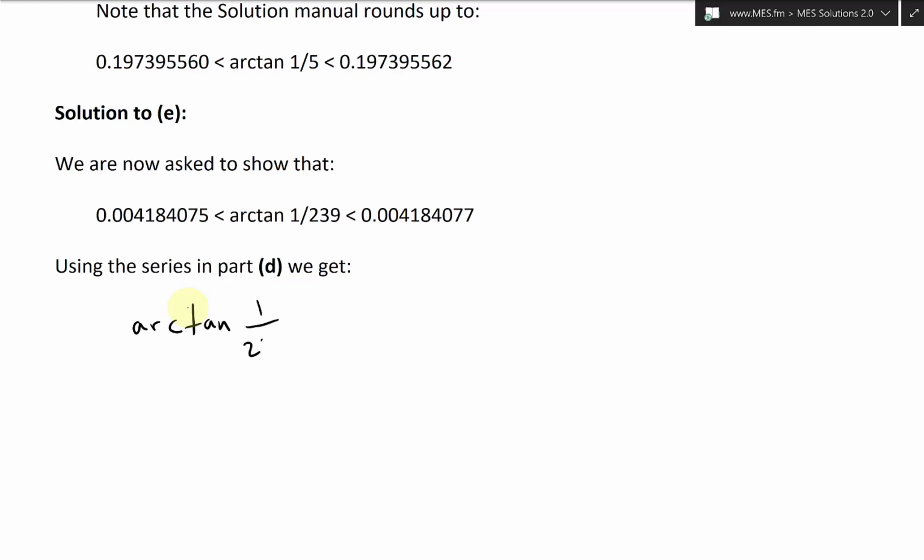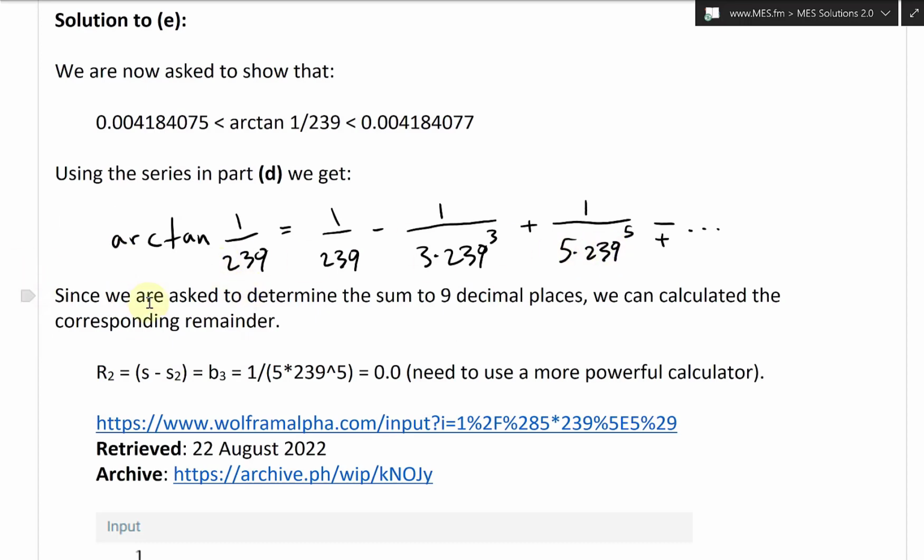Arctan 1 over 239 is equal to 1 over 239, instead of 1 over 5, then minus 1 over 3 times 239 cubed, plus 1 over 5 times 239 to the 5, minus, and it keeps going on and on. So it's minus, plus, dot dot dot.